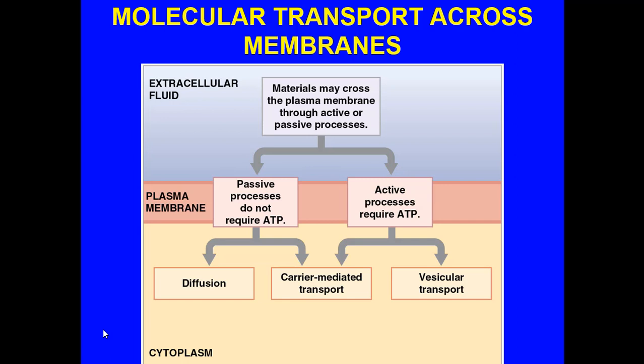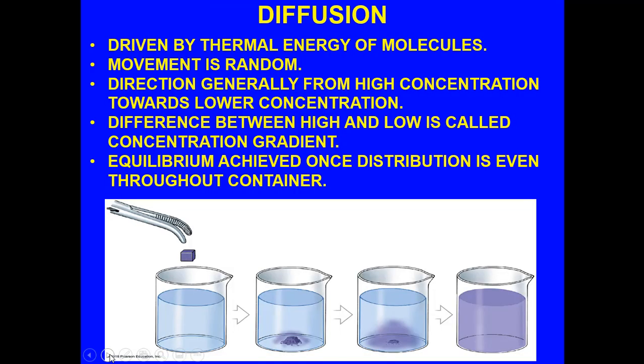Okay? Active processes require ATP, and they will move substances from areas of low concentration to areas of high concentration. That's why they require energy, and usually that's where you're going to have either carrier-mediated transport or vesicular transport for large items. We'll get more into this in a minute.